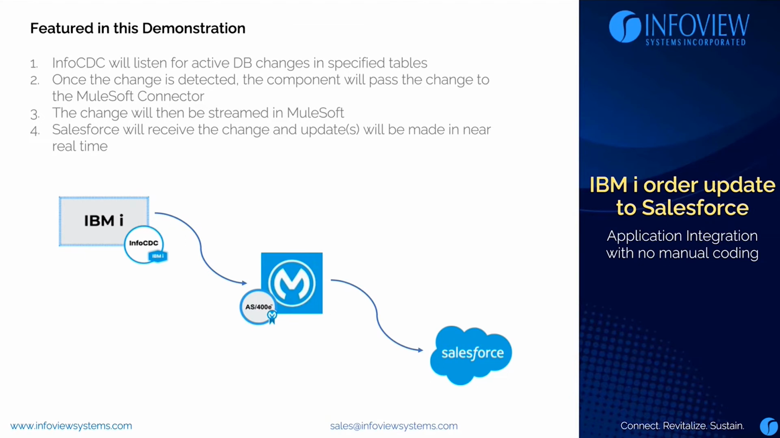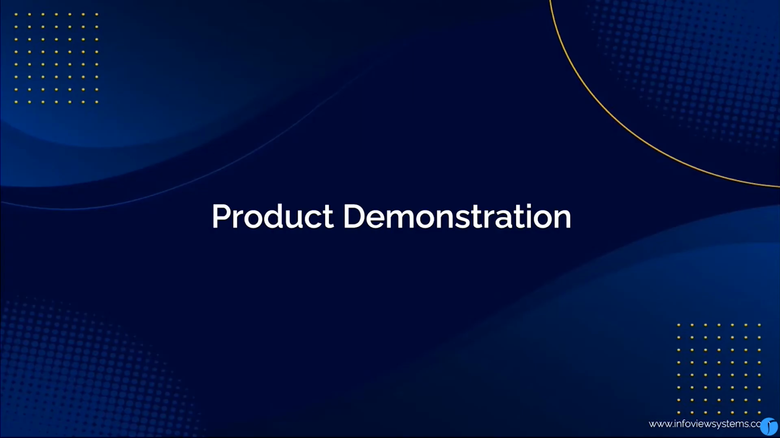In this demonstration, we'll see the InfoCDC listen for active DB changes in specific tables. After detecting the change, the component will pass the change onto the AS400 gateway from MuleSoft. There you will see the change streamed in MuleSoft. This will lead to Salesforce receiving the change and updates will be made in real time. Next, I'll be passing it on to Dima, who will be starting the demo portion of this video.